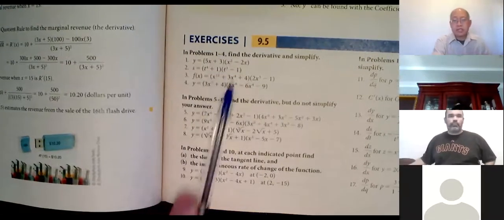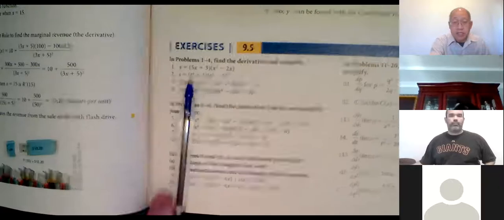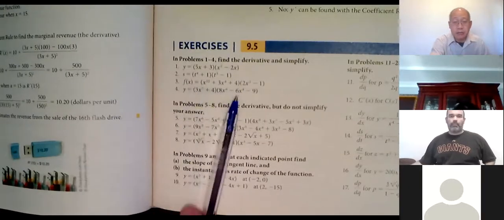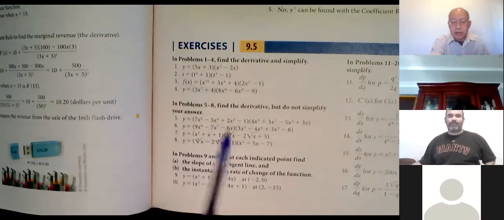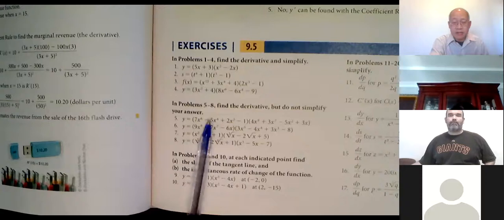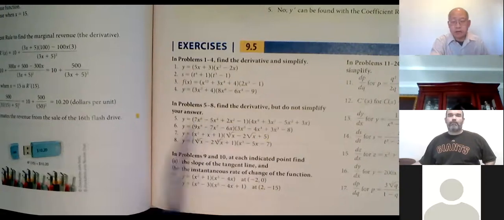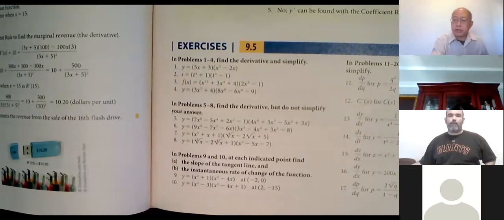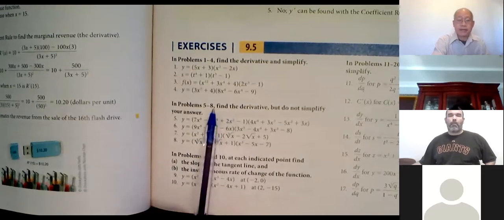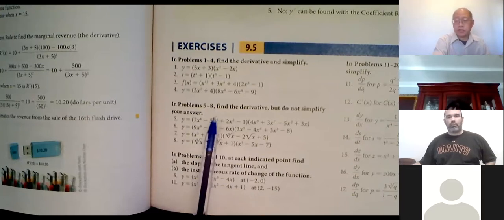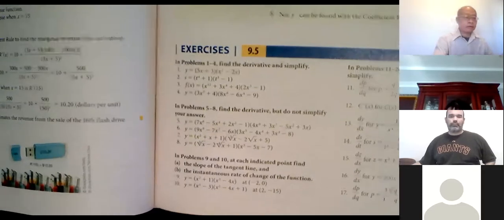Here it says to simplify. Notice these are all products: something times something, something times something. Here, they're also products, but they made it so messy that they said don't simplify your answer. Now you say, what do I do on the exam? Well, if it's too difficult, I'll say you don't have to keep going. But if it's fairly easy, then I should have you simplify it. If you're not sure on a quiz or test, you can always ask me. All right, so here we go.